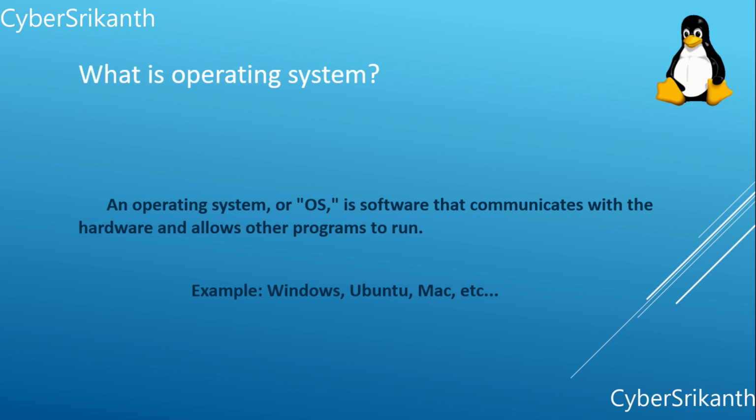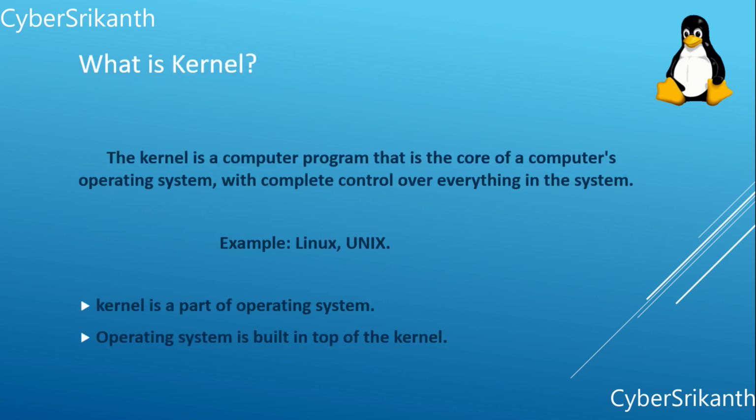What is an operating system? An operating system, or OS, is software that communicates with the hardware and allows other programs to run. Example: Windows, Ubuntu, Mac, etc. Well, then what is a kernel? The kernel is a computer program that is the core of a computer's operating system, with complete control over everything in the system. Example: Linux, Unix. In other words, the kernel is a part of the operating system. The operating system is built on top of the kernel.